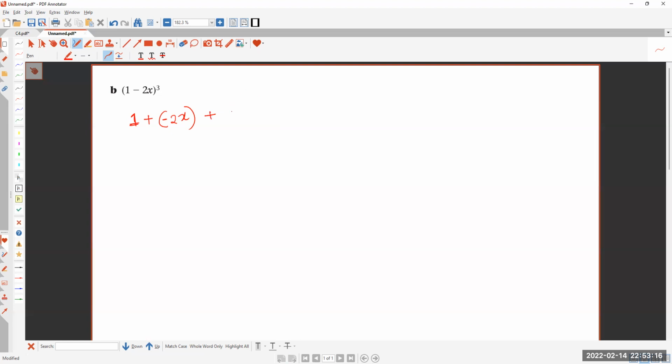Then I need to do n, which is 3. 3 into n into n minus 1, so 3 into 2 into minus 2x whole squared divided by 2 factorial, plus 3 into 2 into 1 into minus 2x whole cubed divided by 3 factorial. Instead of 3 factorial, I'm writing 6.